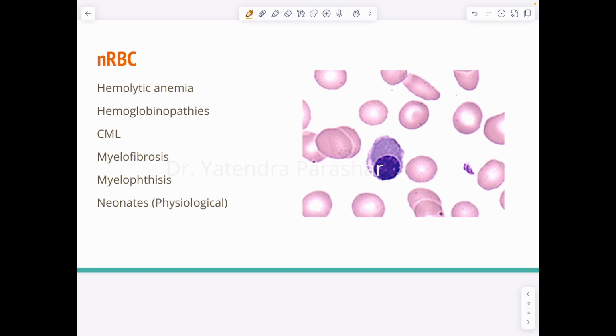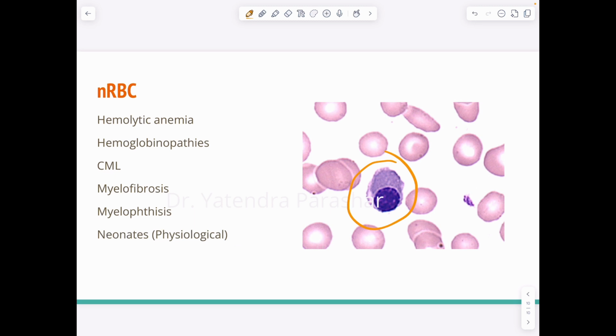Another thing is the nucleated red blood cells. These are commonly seen in the bone marrow, but if present in the peripheral blood smear, it is usually associated with a stress marrow response due to severe hemolytic anemia, hemoglobinopathies, chronic myeloid leukemia, myelofibrosis, or myelophthisis, and in neonates it can be seen physiologically. Myelophthisis means the infiltration of the bone marrow by any malignant neoplasm, which causes the release of these nucleated red blood cells into the peripheral blood smear.